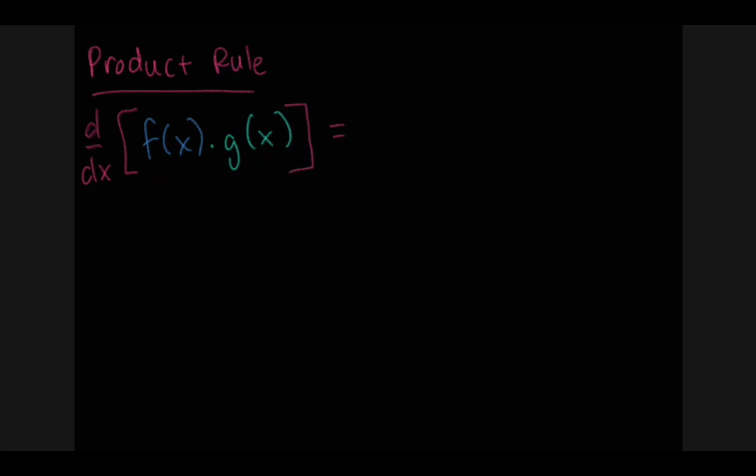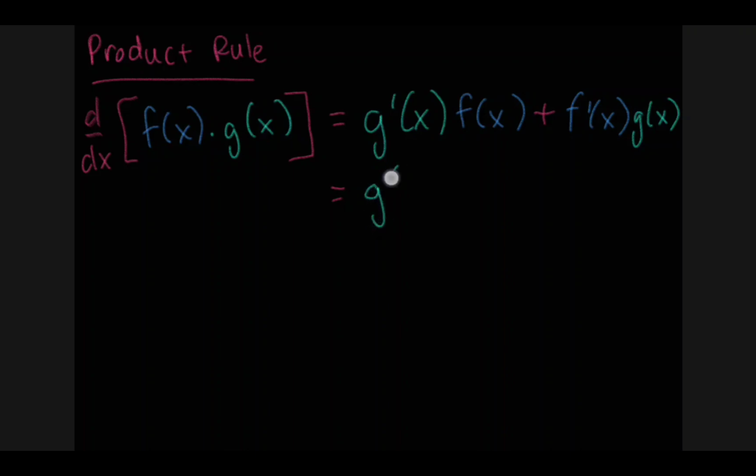When you take the derivative of two functions being multiplied together, it's going to give you g prime of x, which is the derivative of g of x, times f of x plus f prime of x times g of x. This is the same thing as if I did g of x first times f prime of x plus g prime of x times f of x. The reason why these two are the same is because they're both added together. So no matter which way you put them, you're not going to change the sign of any of your function.